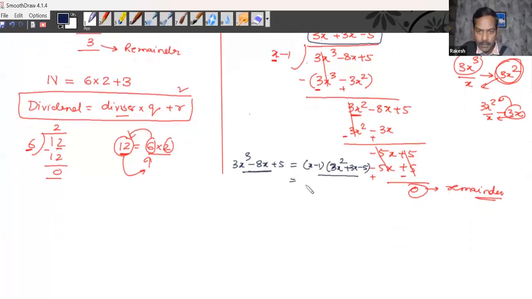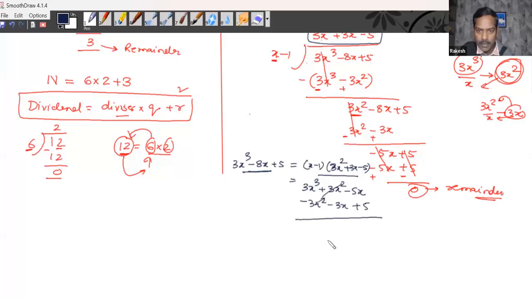So x is multiplied by this. So it will be 3x cube. Again it is multiplied by 3x, so it will be 3x square. Again it is multiplied by this, so it will be minus 5x. Minus 1 when multiplied, I'll be getting minus 3x square. This I'll be getting minus 3x. Again, I'll be getting plus 5. So we have to add them. The like terms will be added.